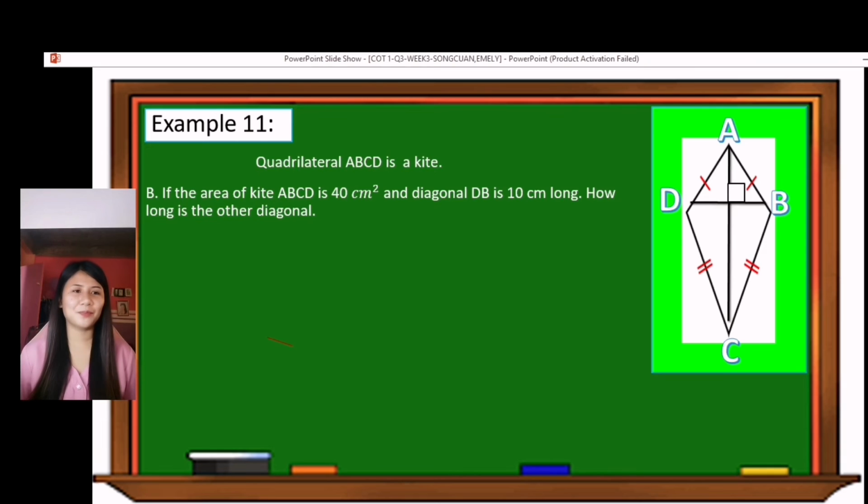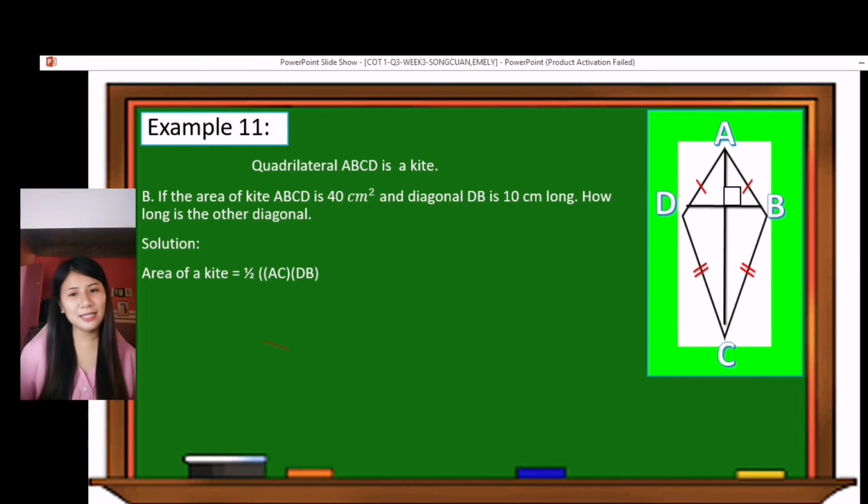Example number 11. Quadrilateral ABCD is a kite. So here is the problem. If the area of kite ABCD is 40 square centimeters and diagonal DB is 10 centimeters long, how long is the other diagonal? As you can see in the given figure, the other diagonal refers to diagonal AC, right? So we're going to find the value of diagonal AC. Same procedure. Here is the solution.